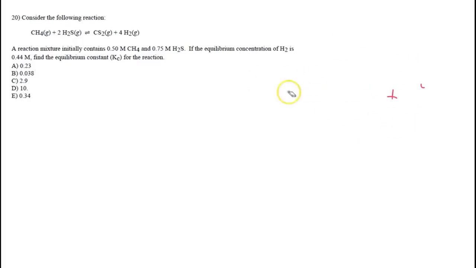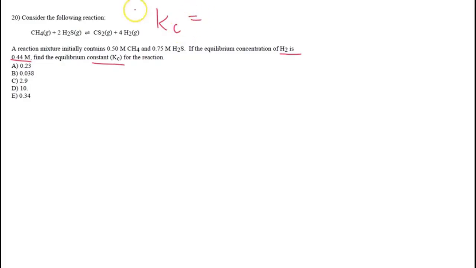All right, it says the reaction mixture initially contains 0.5 molar CH4, okay, that's one reactant, 0.7 molar H2S, that's another reactant. If the equilibrium concentration of H2S is 0.44, find the equilibrium constant Kc. Well. Now, this is pretty much similar to number 14, but instead of using equilibrium pressure, we're using equilibrium concentration. Okay? So we need to figure out the Kc value.